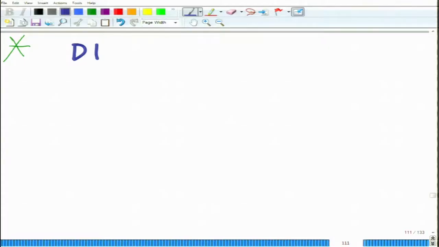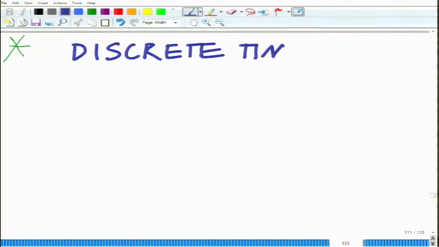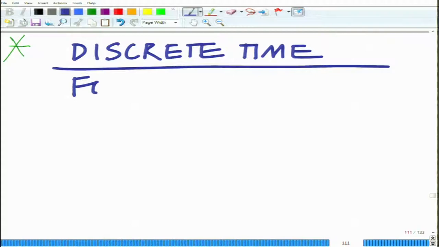So we are looking at the Fourier analysis for discrete time aperiodic signals through the DTFT, the discrete time Fourier transform, and we are looking at the properties of the DTFT. So let us continue our discussion on that. So we are looking at the discrete time Fourier transform.